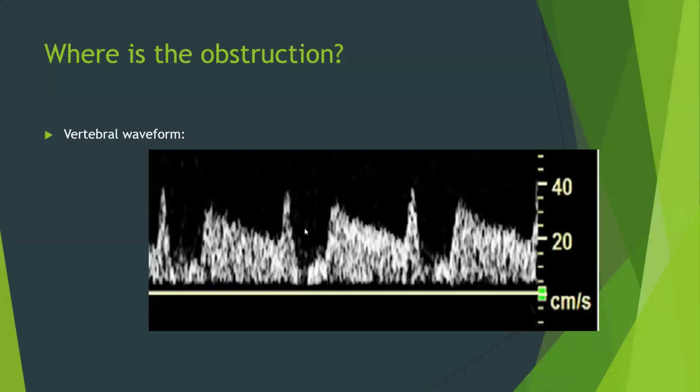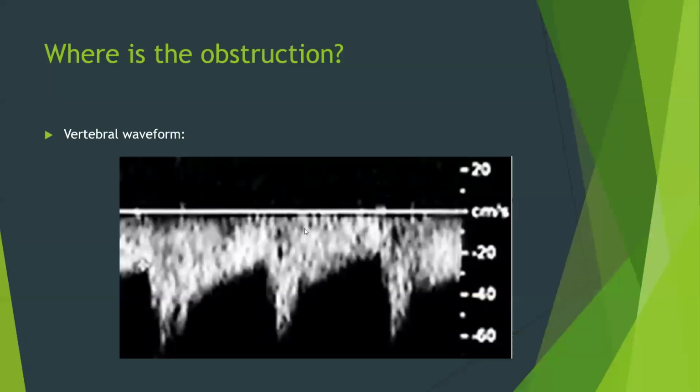So keeping that in mind, right? Seeing this flow, thinking subclavian steal, right? Yeah, we have some type of reversal of flow. Well, it's not necessarily reversed in this case, and we can't see anything below the baseline, but this is kind of like our pre-steal flow. So we get this waveform in our vertebral artery. Where are we thinking the obstruction is?